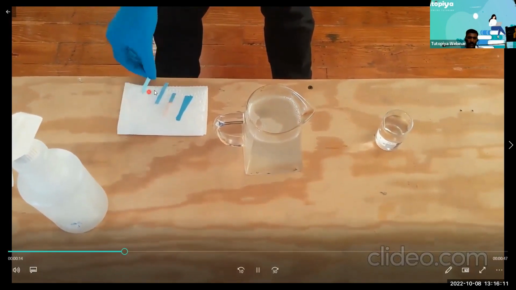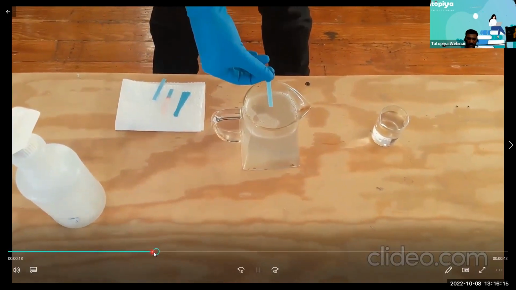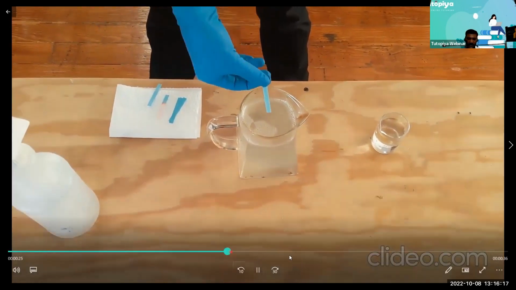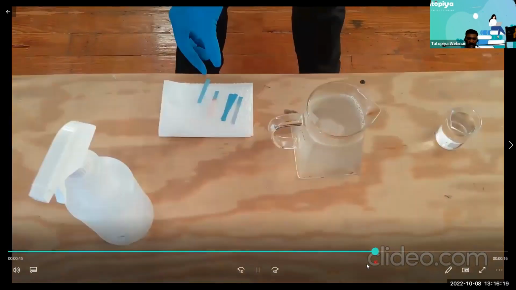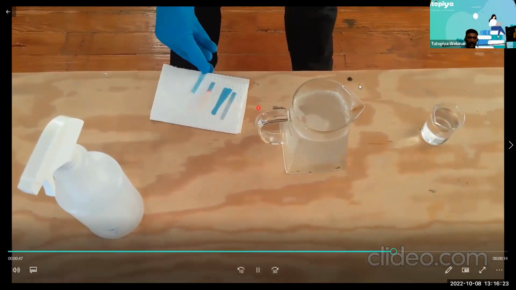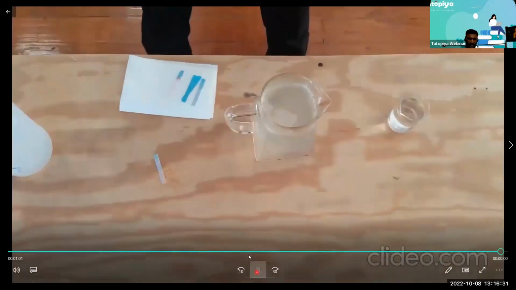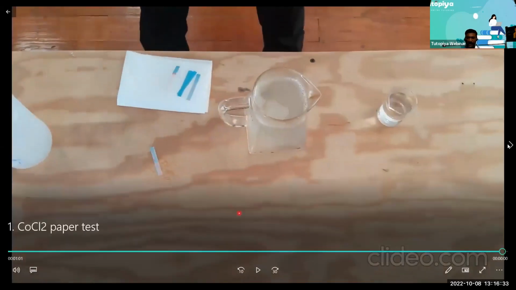So when I expose this blue cobalt chloride paper to steam, you can see that, let me fast forward it, it slowly fades to pink color. Or you just sprinkle some water on it, and it turns pink. You can just see here, it turns pink. Now let us use this cobalt chloride test in our actual experiment.